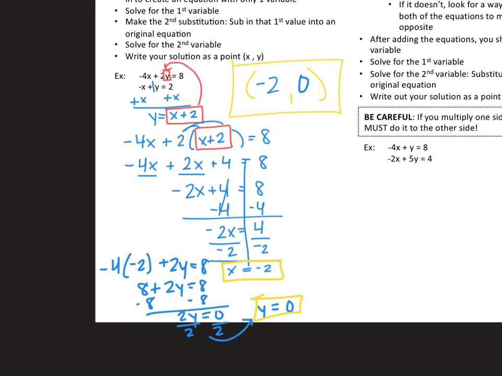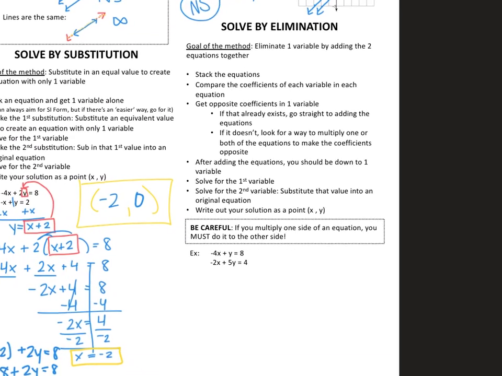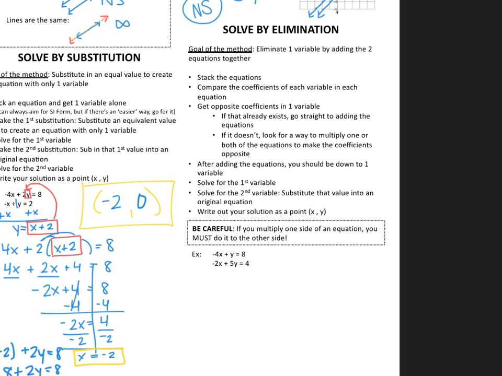The third method for solving systems is by elimination. The goal of elimination is to eliminate one variable by adding the two equations together. So at first you're going to stack the equations, which means get all your x's lined up, your y's lined up, and your constants on the other side. You're going to compare the coefficients of each variable in each equation. Your goal is to get opposite coefficients in one variable.